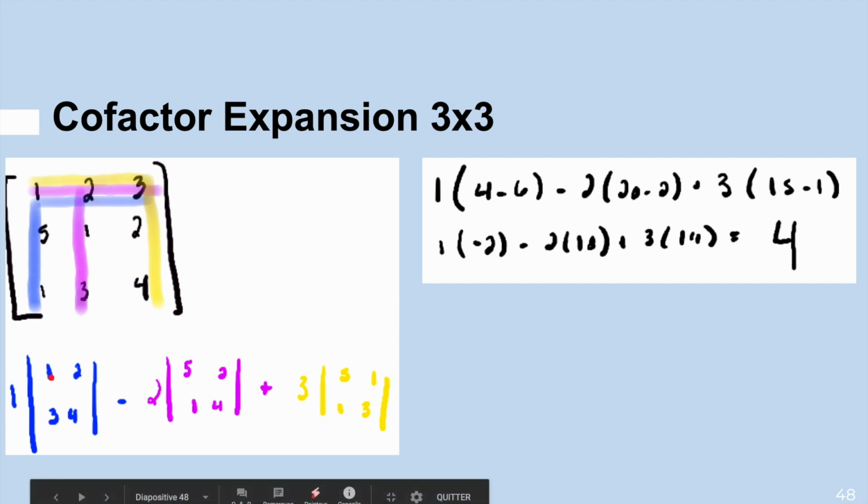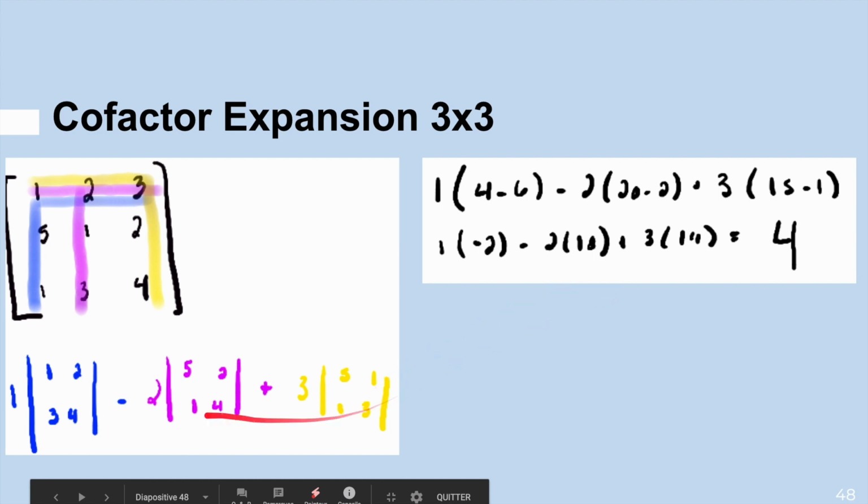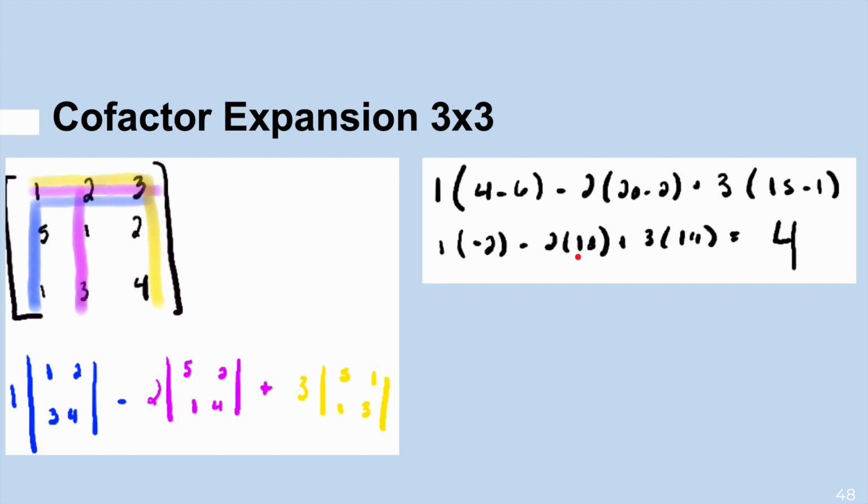The determinant of this is 1 times 4 minus 3 times 2, which is 4 minus 6. So 4 minus 6 is negative 2. And then we have 5 times 4, which is 20, minus 2, which is 18. Then we have 5 times 3, which is 15, minus 1, which is 14. So 1 times negative 2 minus 2 times 18 plus 3 times 14 is equal to 4. 4 is our determinant of this 3 by 3 matrix.